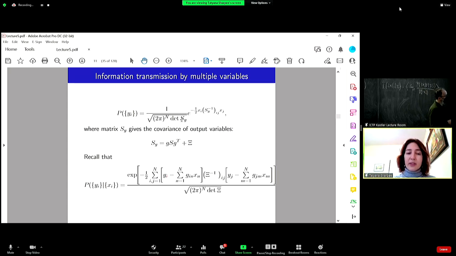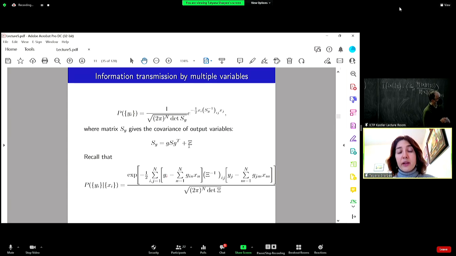So instead of deriving this distribution one way, which is to take P of y given xi, multiply it by xi and integrate, because we know it's going to have this form, we just need to compute the covariance matrix of the output variables. So S of y is G times the covariance matrix of the signal times G transpose plus the covariance matrix of the noise. And using this, we have the expression for P of y.